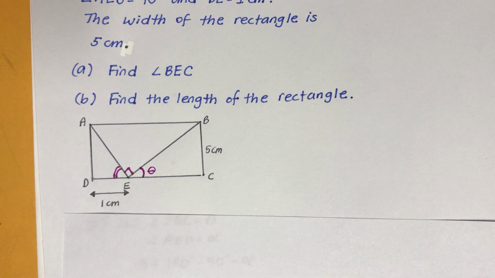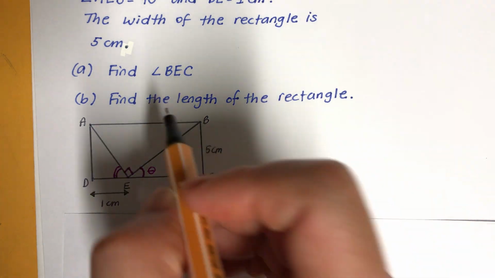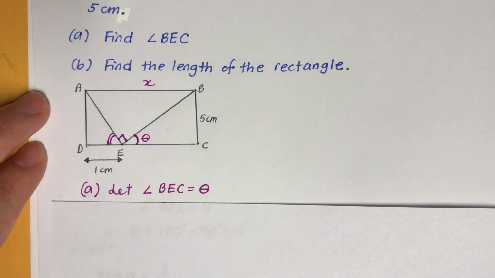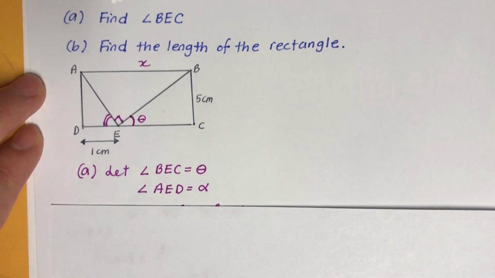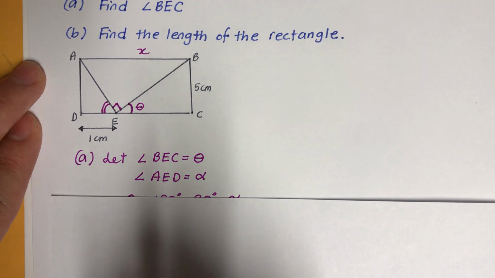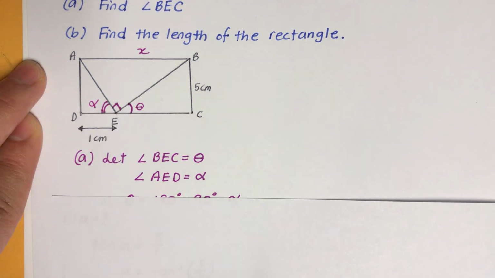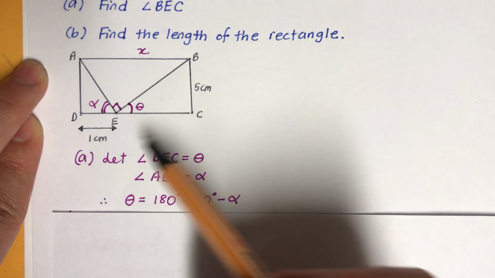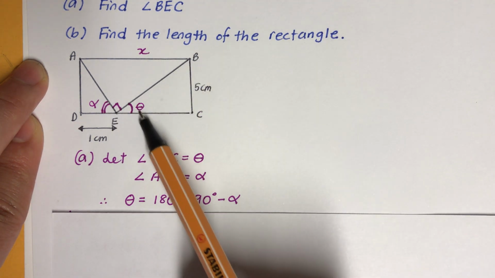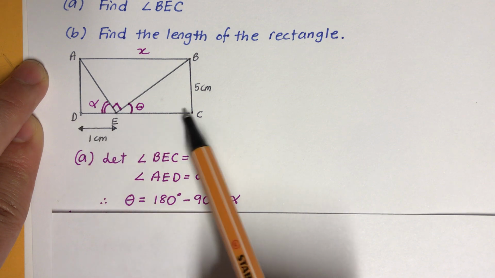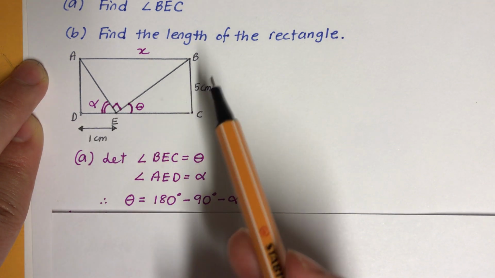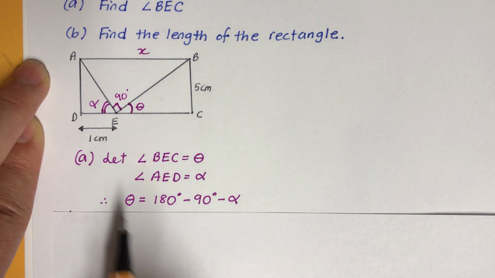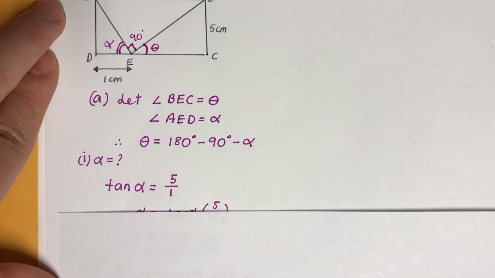Okay, so let's have a look. First one, we have to find angle BEC. I'm going to call it theta, and the other one is alpha. Okay, so if you look at the bigger picture here, to find this theta, that's a straight line, so it'll be 180 take away 90 degrees, and take away the alpha will give us theta. Okay, that's what we have to do.